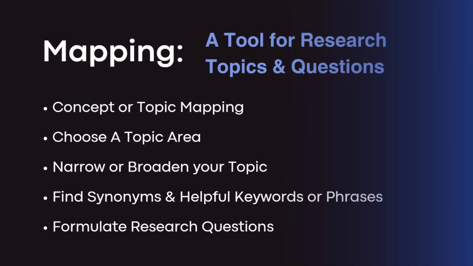Okay, let's talk about mapping. Mapping can be a useful tool for both beginners and advanced researchers. This can sometimes be called concept mapping or topic mapping or diagramming or something similar, but in any case, the idea is to create a space for you to brainstorm your topic and create a map. Concept mapping can help with many parts of the research process, including choosing a topic area, narrowing or broadening your topic area, finding the synonyms and keywords to help with your searching, and formulating your research question.